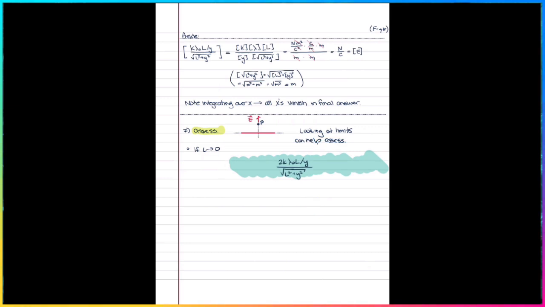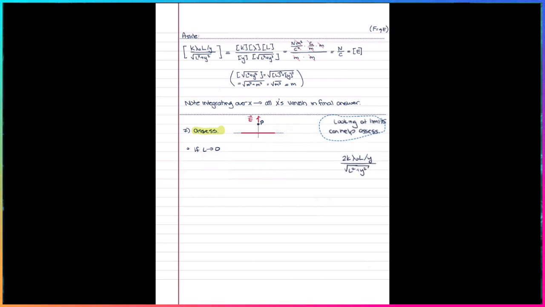Put what I wanted. Erase highlighter. Okay, so this is E sub y. So then if L goes to 0, well, then there's no rod. And notice that there's an L in the numerator, so that E_y then goes to 0. Okay, that makes sense. If the rod vanishes, the E field better vanish.